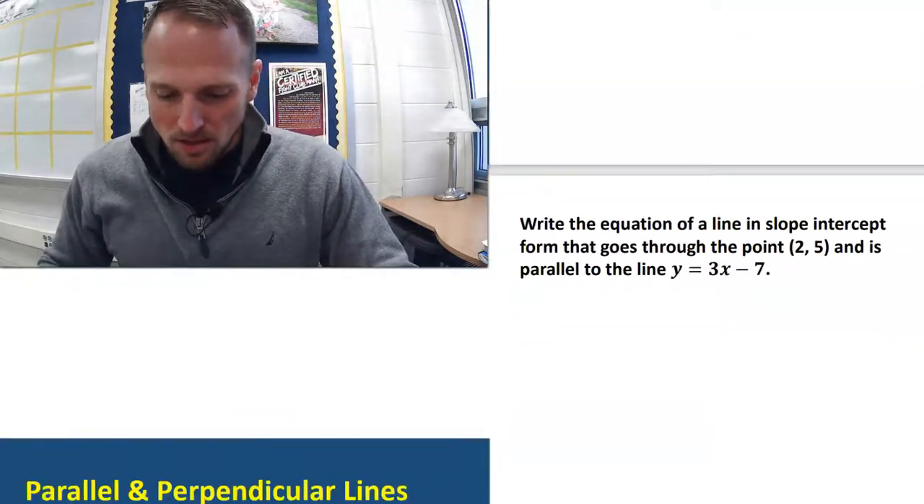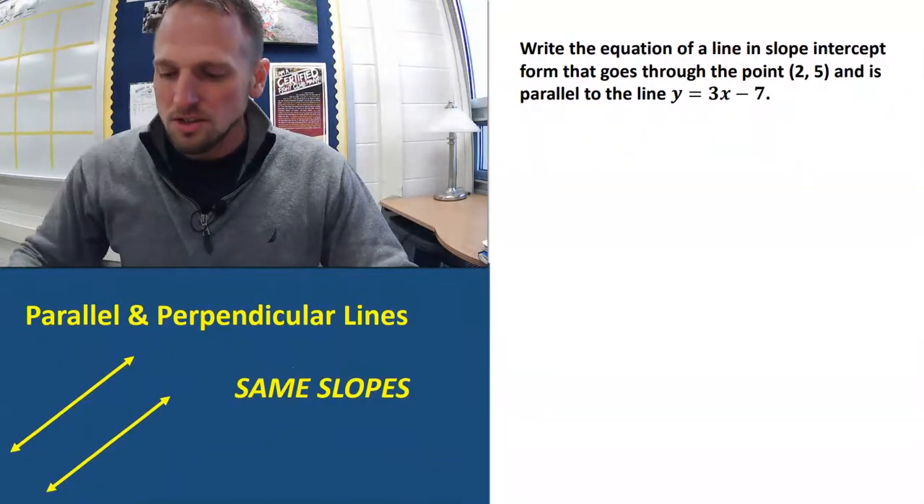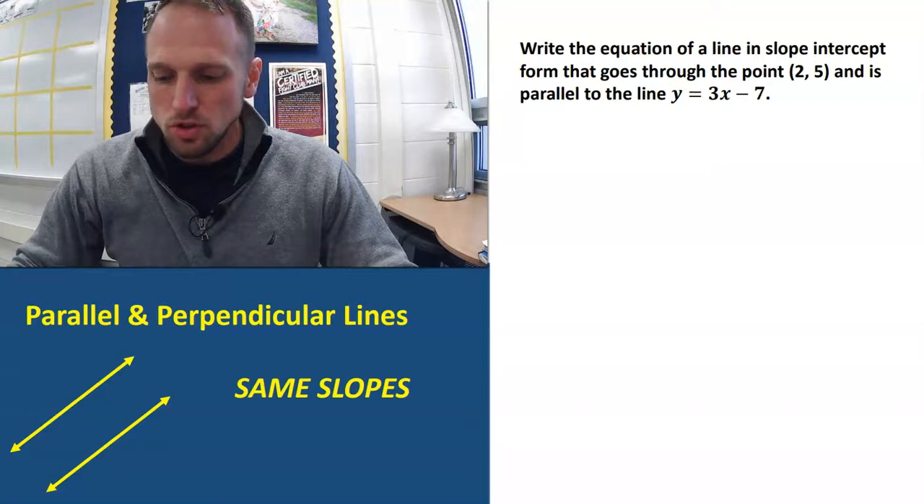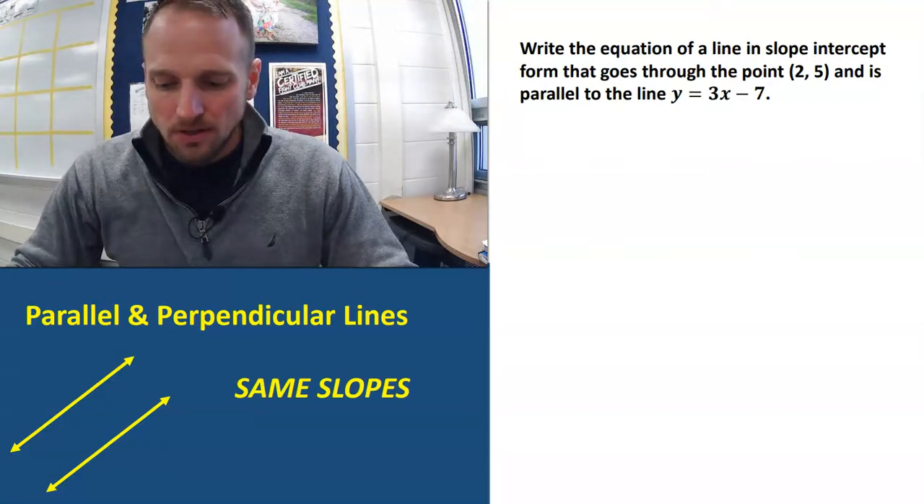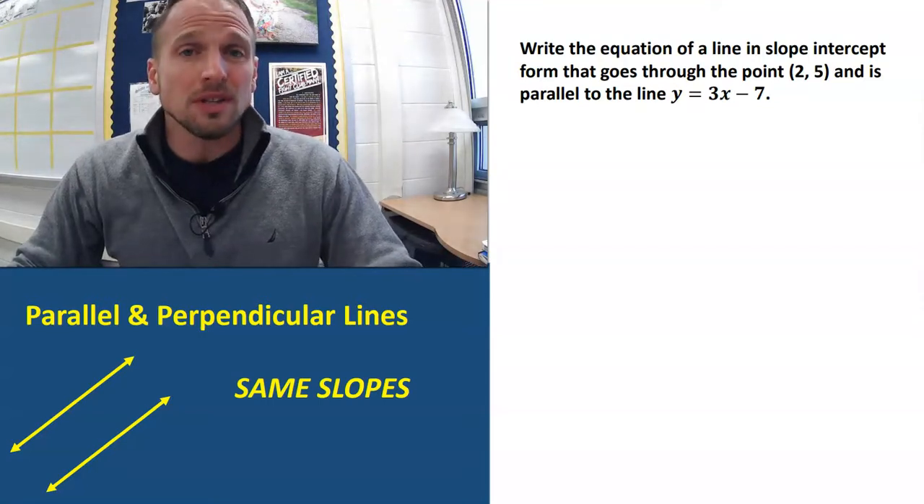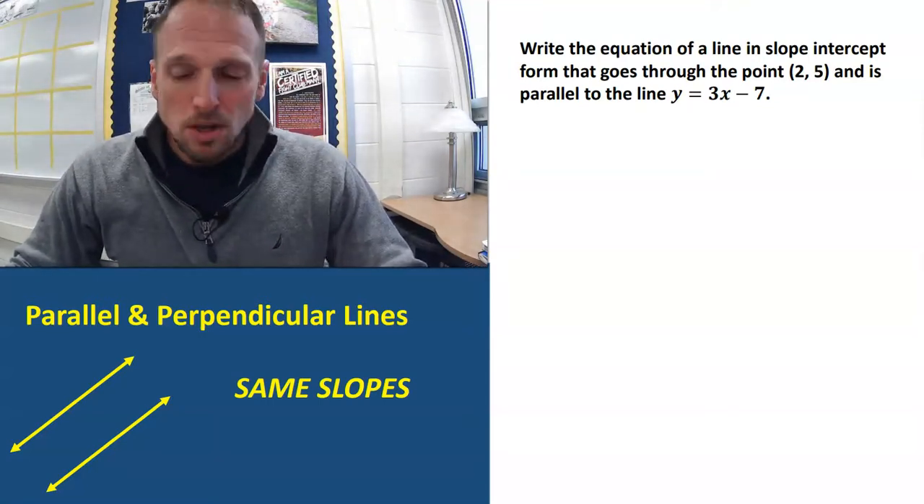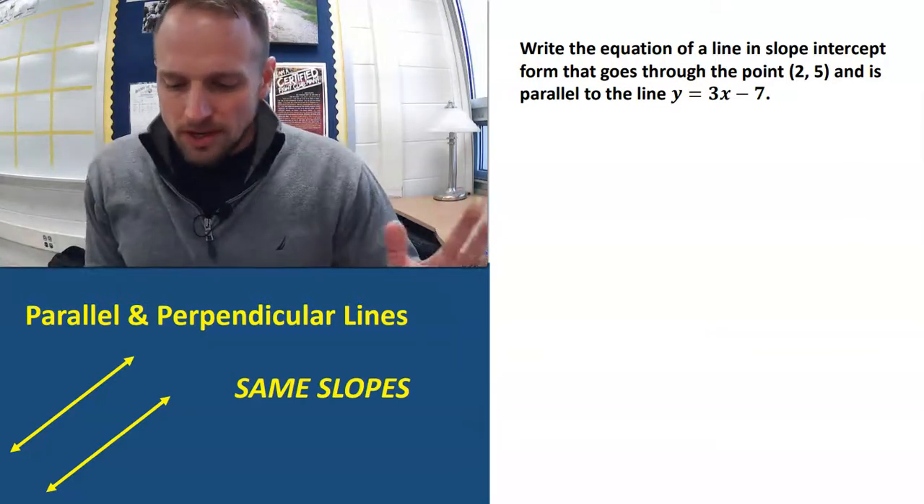So let's look at this first problem. Write an equation of a line in slope-intercept form that goes through the point (2, 5) and is parallel to the line y equals 3x minus 7. Now, the first thing you have to know about parallel to solve this problem is that parallel lines have the same slope. Okay? So let's go back to what we know.